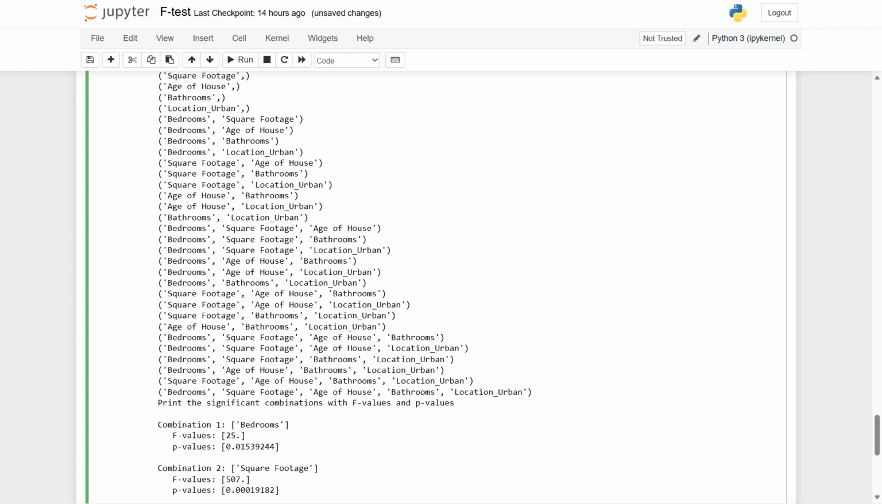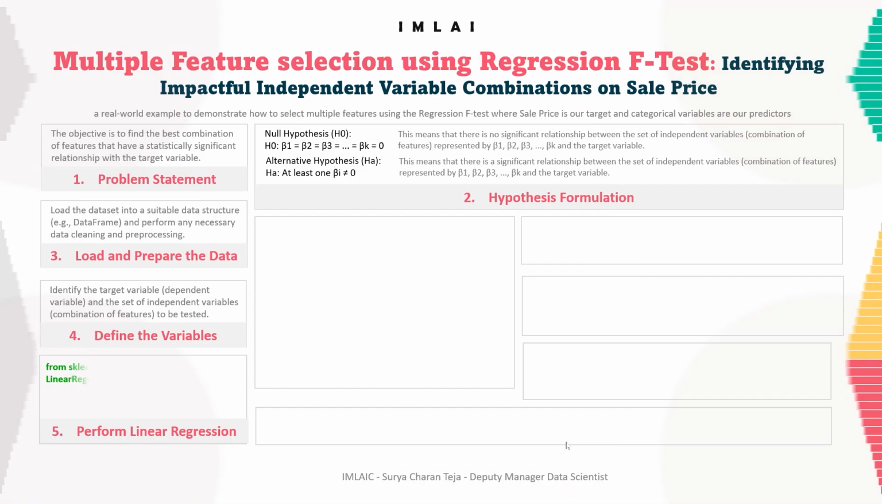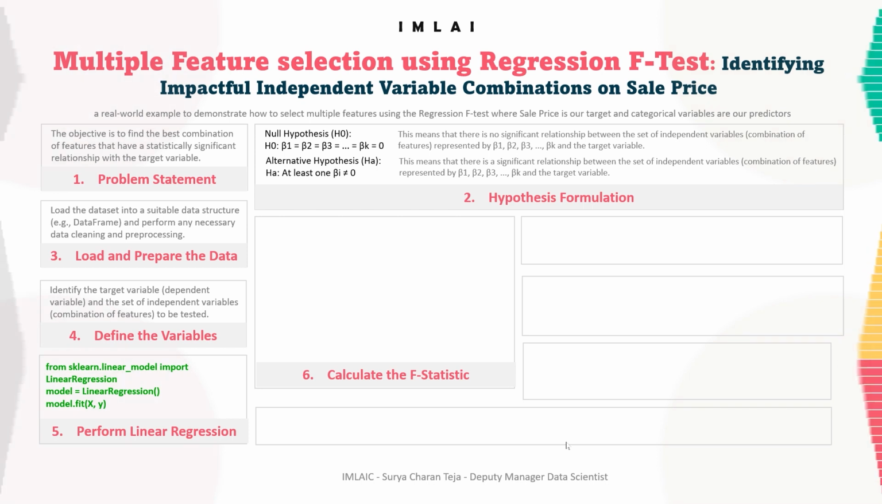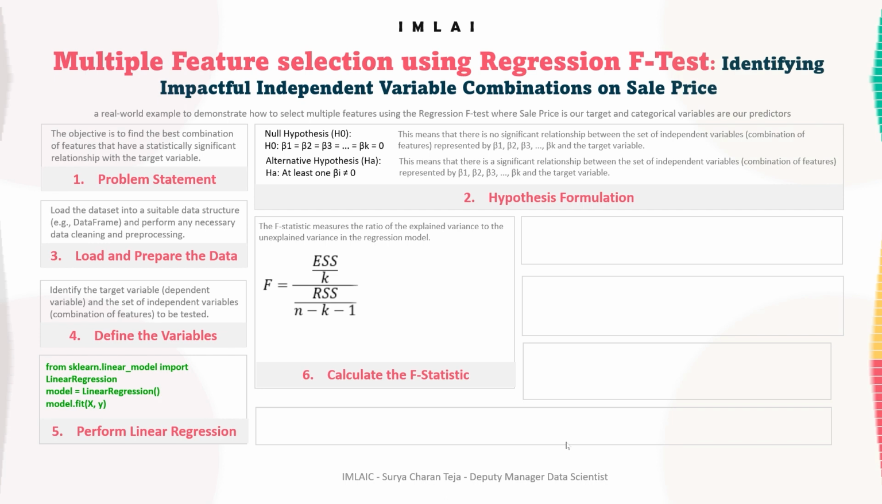Because we have multiple predictors and want to select multiple predictors at one go, we need to apply the linear regression to each combination, and it's going to take the coefficient value for each combination, and it's going to do the F test. Let's move ahead. The next step is to calculate the F statistic. The F statistic measures the ratio of the explained variance to the unexplained variance in the regression model. So it assesses the overall significance of the set of independent variables. This is how we calculate the F statistic in a regression F test.